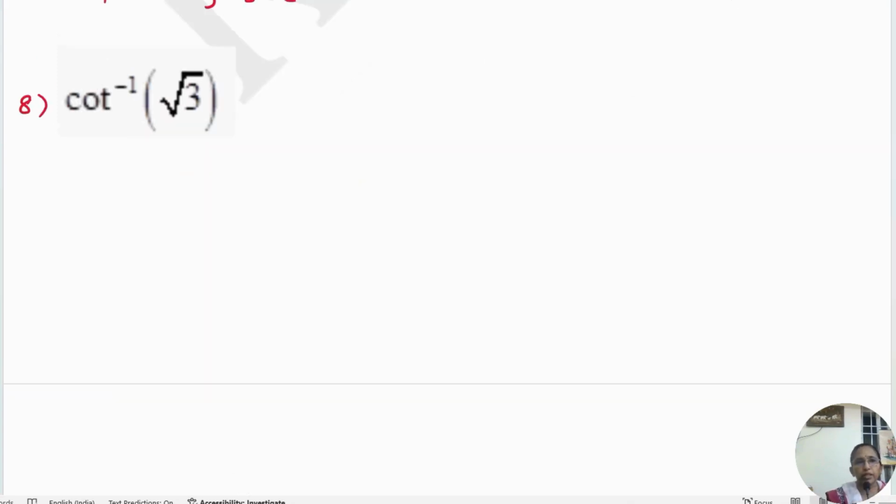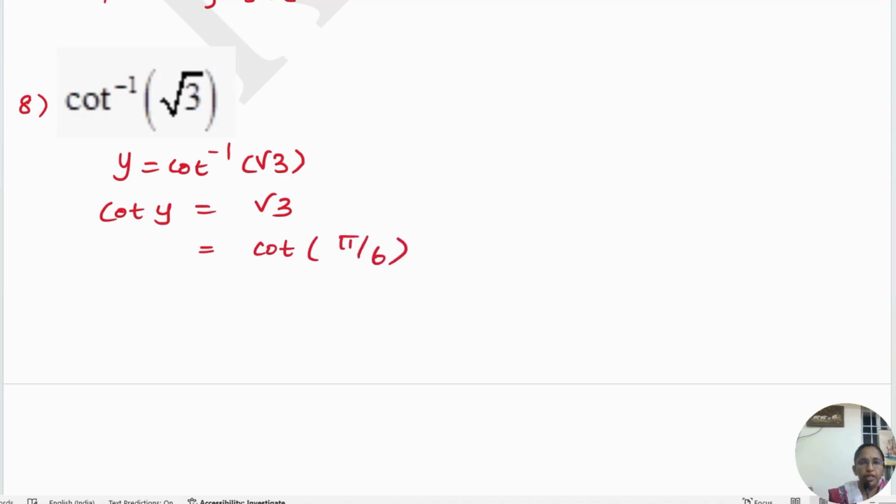And question number 8 is cot inverse of root 3. So cot y is equal to root 3, and this root 3 in terms of cot is pi by 6, and the principal branch value for cot inverse is 0 to pi. This pi by 6 falls within this range. So the principal value of cot inverse of root 3 is pi by 6.